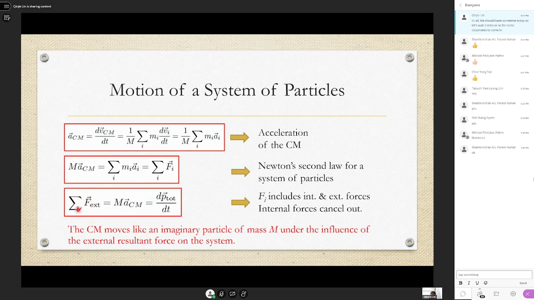And we know this force equals the rate of change of momentum. These equations now sound a bit confusing, but actually this is what this sentence here means. The CM moves like an imaginary particle of mass M under the influence of the external resultant force on the system. So all these many particles seem to be moving only based on the center of mass of all of them.